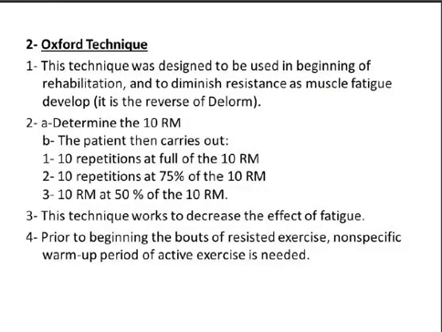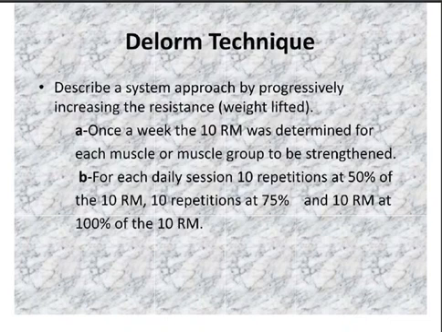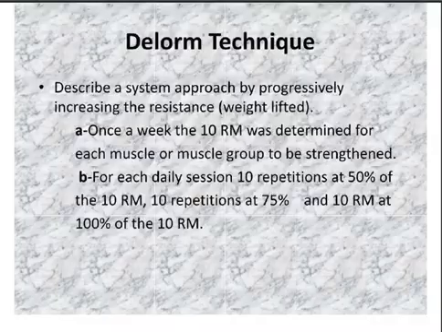Now, the second technique was the Oxford technique. The Oxford technique was designed to be used in reverse of what DeLorme did. For example, I told you DeLorme took 3 repetitions. First, they used to determine the 10 RM of the patient. After that, the first set was 10 repetitions at 50% of the 10 RM. In the second set, 10 repetitions at 75% of the 10 RM. And then the third set was 10 repetitions at 100% of the 10 RM.